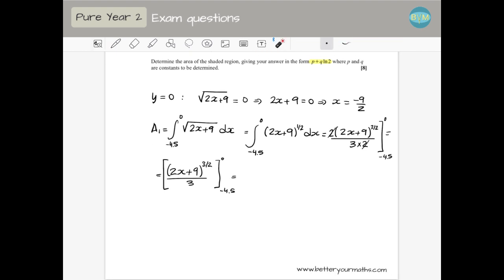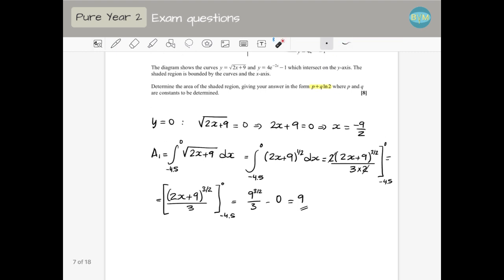When I substitute the 0, I have 0 plus 9, 9, so 9 to the power of 3/2 divided by 3. And when I substitute the minus 4.5, I have minus 4.5 times 2 is minus 9. Minus 9 plus 9 is 0. I could then skip these steps, but if your answer is wrong for whatever reason, you at least would get the marks for the working notes, because it's clear what you're doing. 9 to the power of 3/2 divided by 3 is 9. So that's area 1.